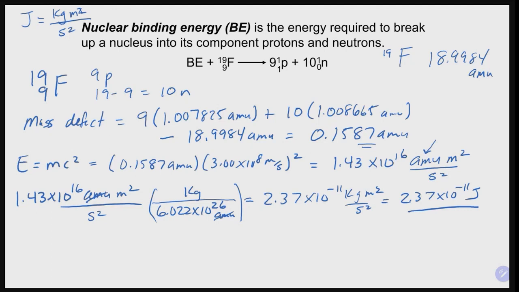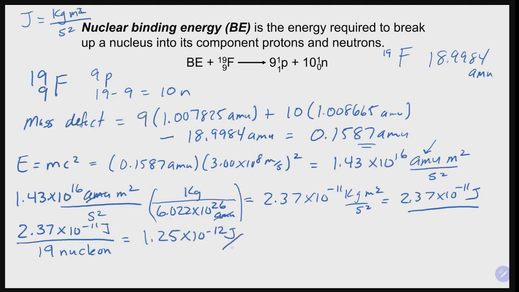Now, that would be technically the binding energy, but typically it's given, as I mentioned, in joules per nucleon or mega electron volts per nucleon. So basically, a nucleon is the protons and neutrons. I guess that's a fancy name for mass number. So we're going to basically take this and divide it by 19 nucleons, which is basically its protons and neutrons. And if we do that, it will give us a binding energy of 1.25 times 10 to the minus 12 joules per nucleon here. Any questions on that there?